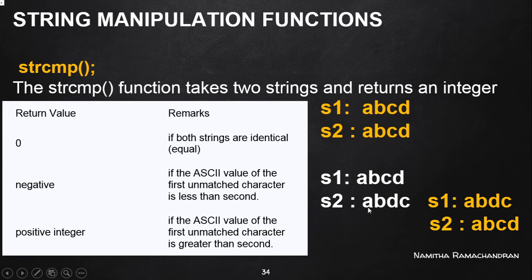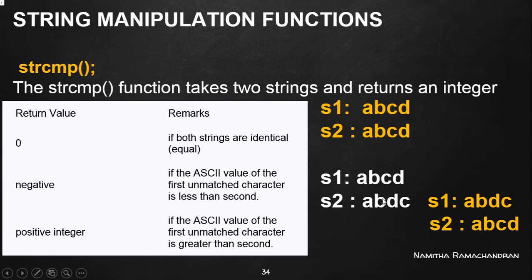Now consider this case. Here, while performing the subtraction, the ASCII of this minus this returns 0. So move to the next location. Here it is not a null character, so perform the comparison.